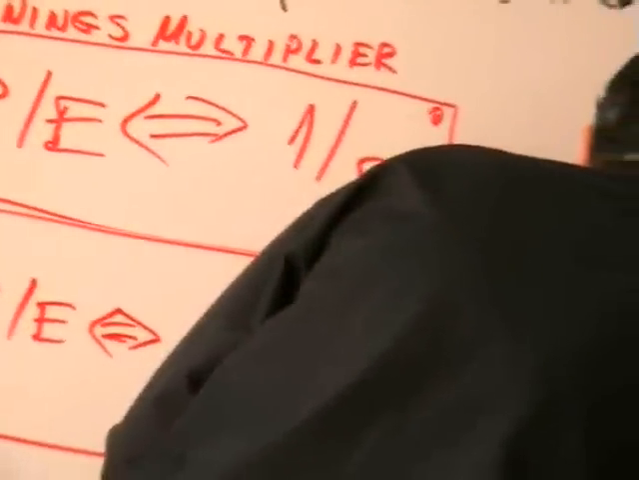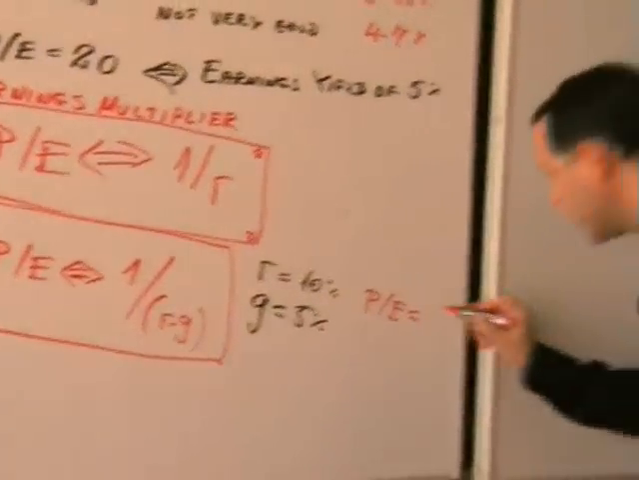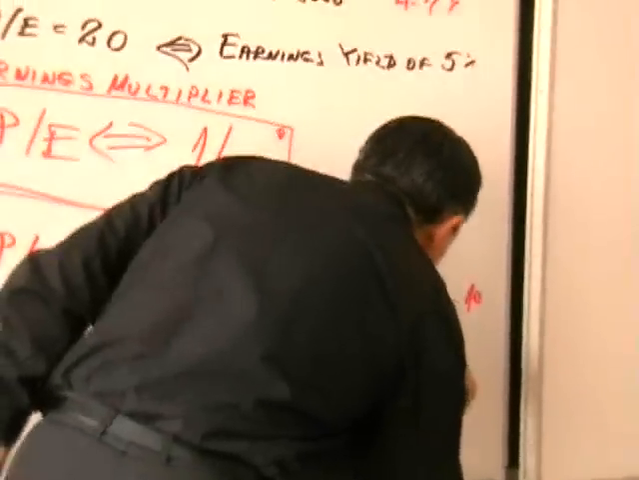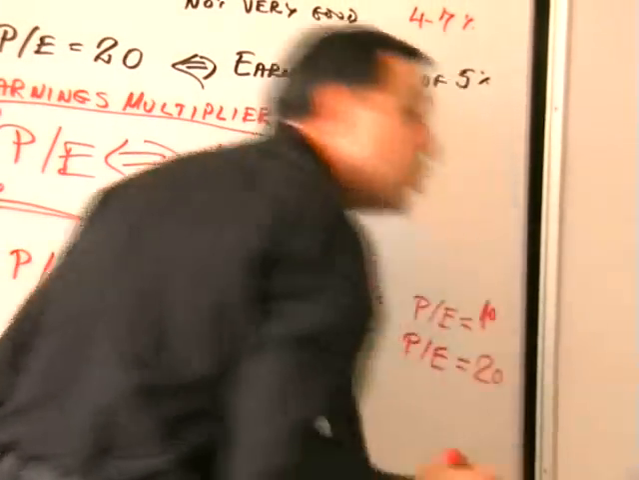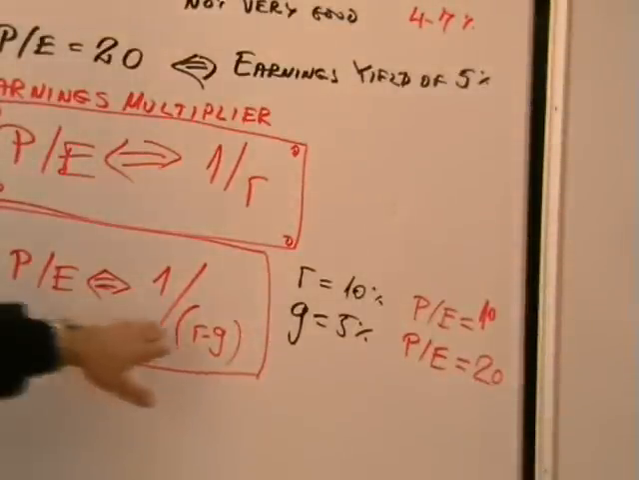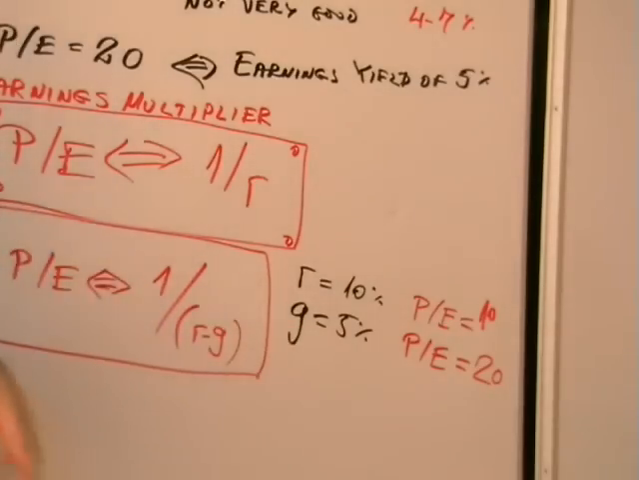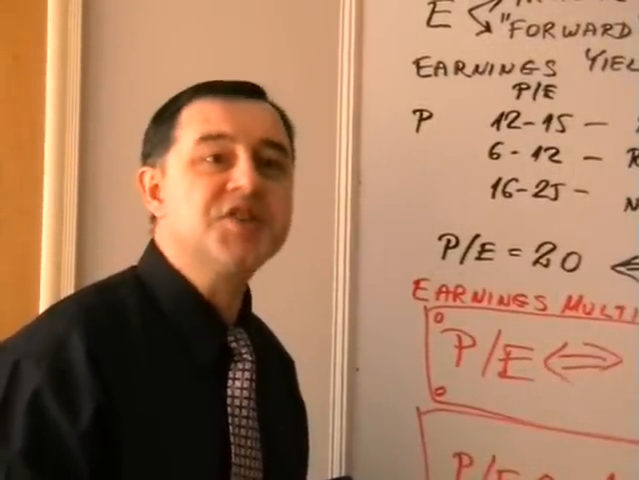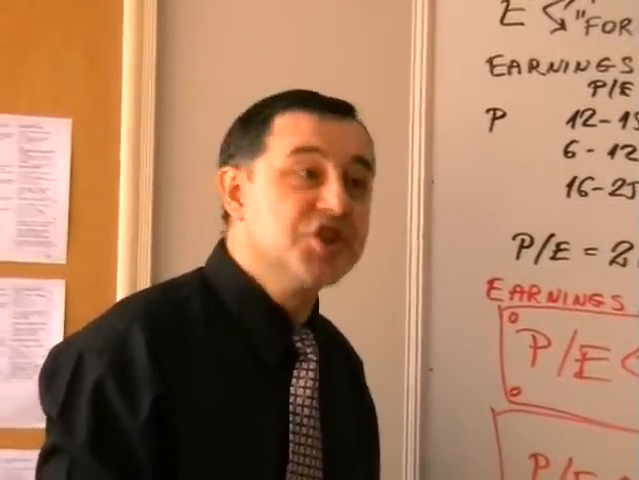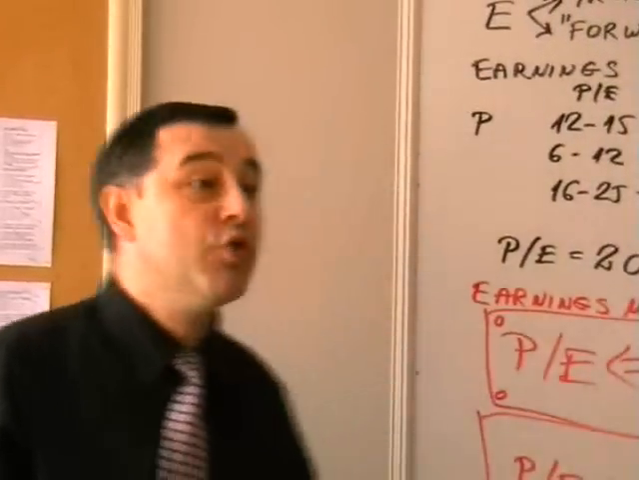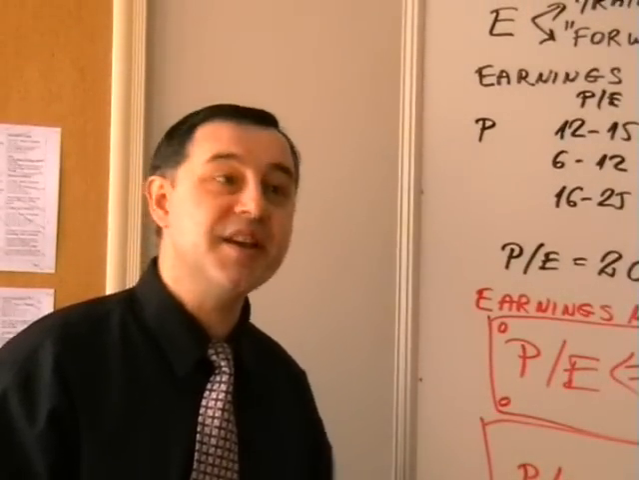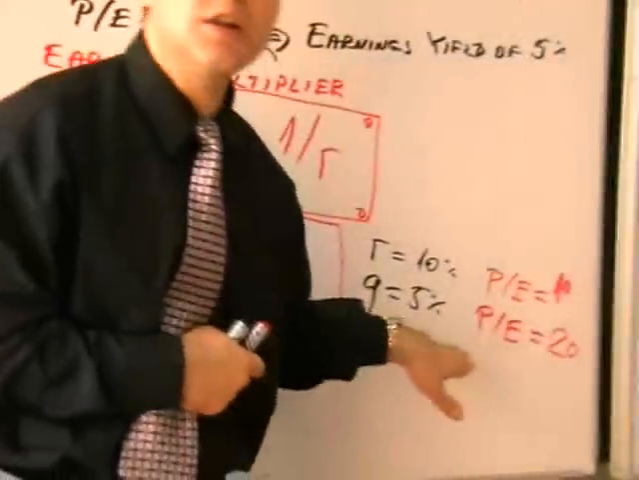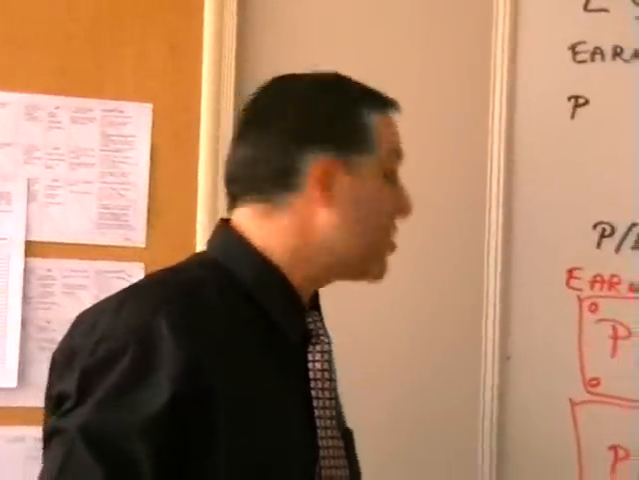10. So PE equals 10 on this side, and over here, PE equals 20. So if you have a growth opportunity, growth usually justifies higher price earnings ratio. So one of the better tricks which Wall Street loves to abuse is when the price earnings ratio is relatively high, you just throw in a little bit higher growth. Let's try to see how this works.